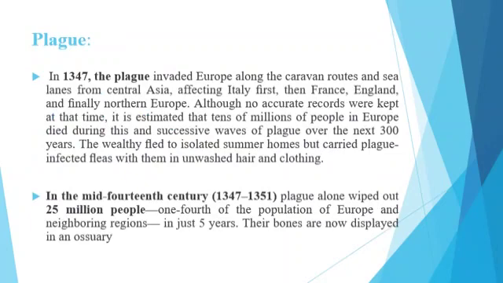Similarly, the plague affected most regions of the world, especially Asia, Europe, Italy, France, England, and finally Northern Europe. And it prevailed for more than 300 years. The wealthy fled to isolated summer homes but carried plague-infected fleas with them in unwashed hair and clothing. Plague alone wiped out 25 million people, a quarter of the population of Europe and neighboring regions, in just 5 years. Their bones are now displayed in an ossuary.